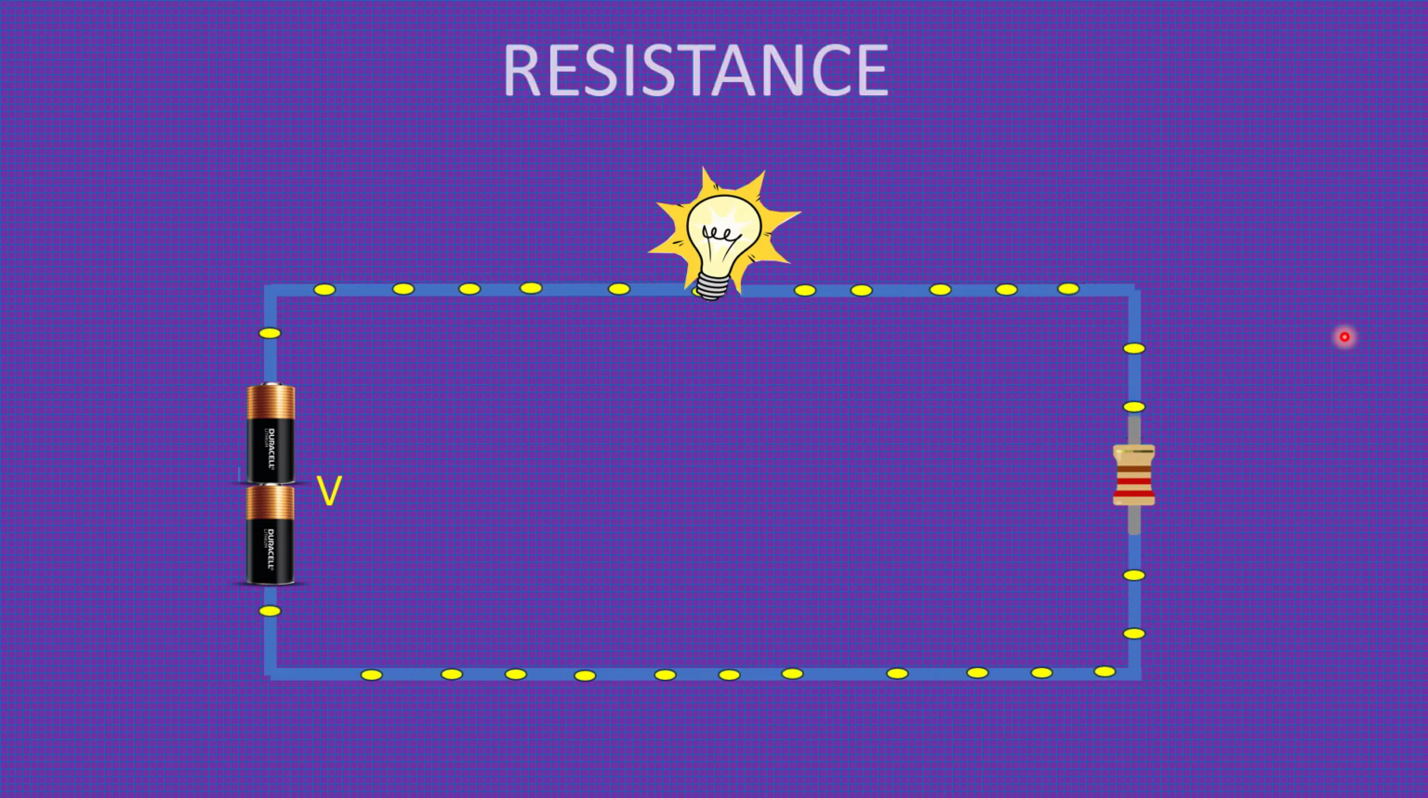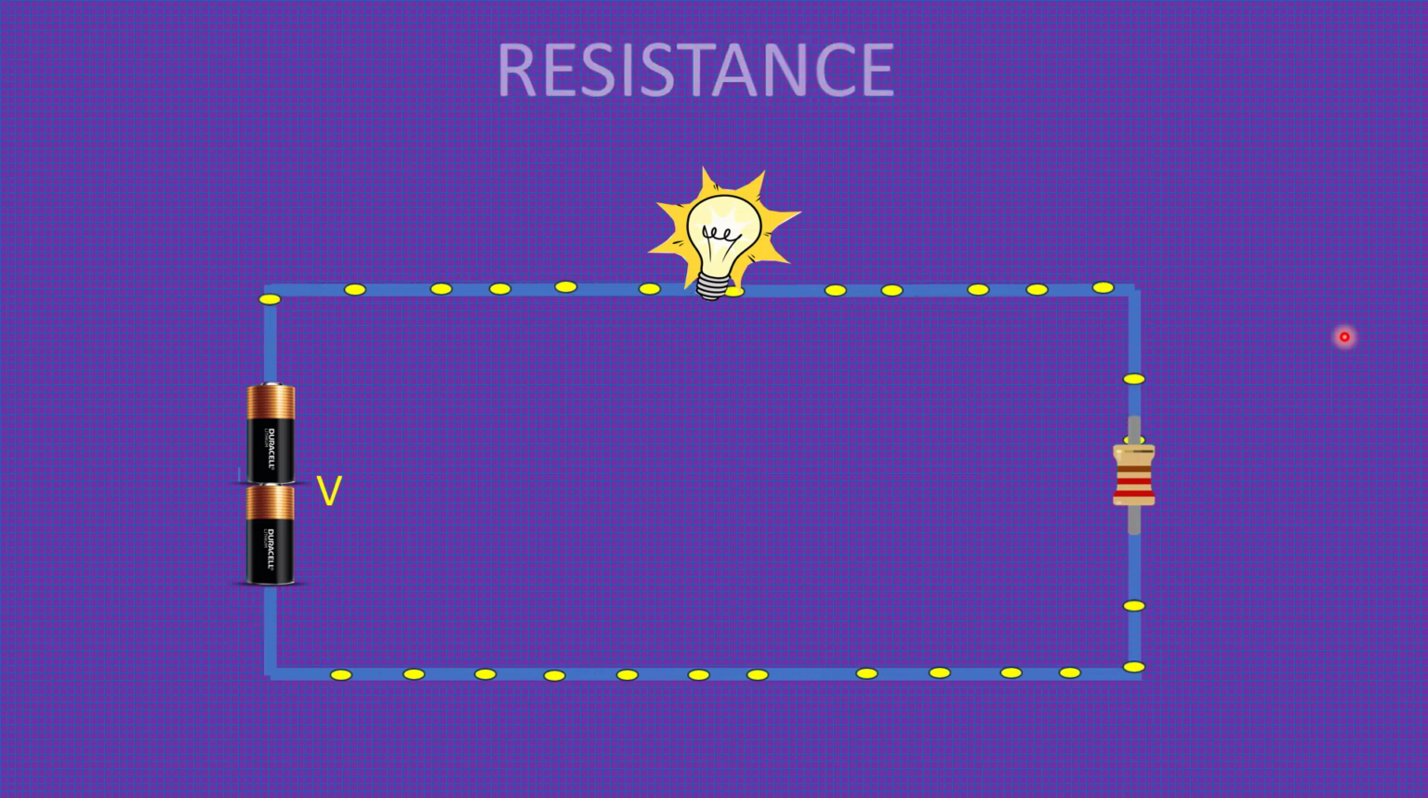In the case of small LED lights, if we connect the light without resistance, what happens? Excessive current will flow and the light will blow. In order to avoid that, we connect the LED light through a resistor. So the resistor will limit the current flow in a circuit.